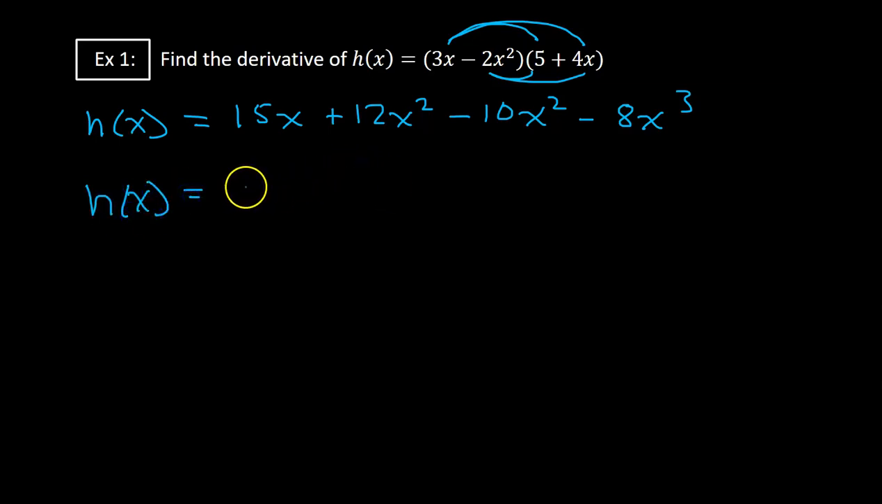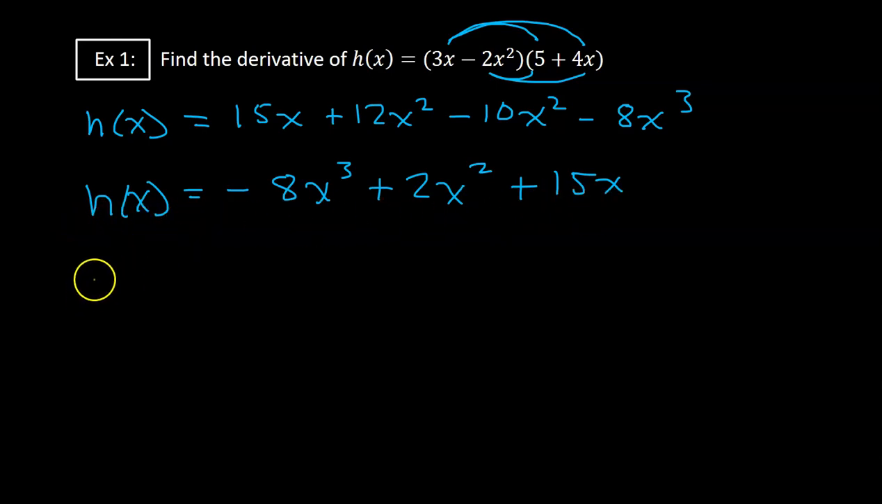All right, so I'm going to rewrite this in descending exponential order and combine like terms. So the highest power is the third power. So I have negative 8x to the third power. And then I have two quadratic terms. So 12x squared minus 10x squared is positive 2x squared. And then I have my 15x is the linear term.